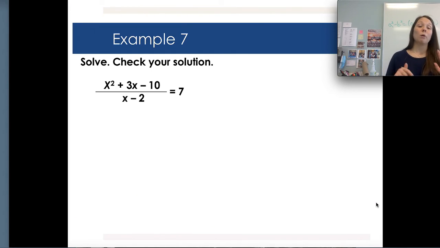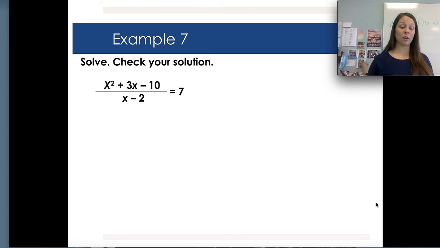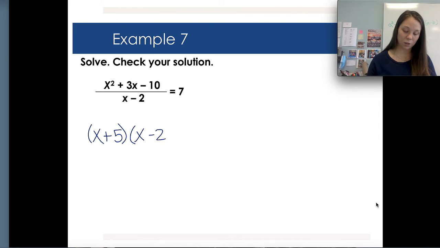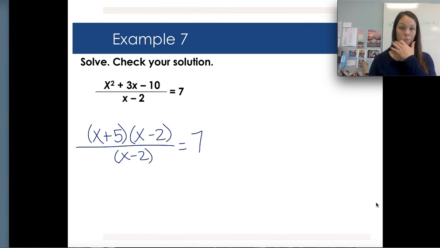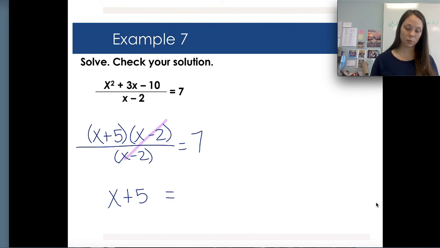Example 7. We want to solve and check your solution. So the goal is to solve for x. It's going to start off the exact same way as the other problems did. So we are first going to factor the numerator because we want to simplify, and it's going to factor into x plus 5 and x minus 2, leaving me with x minus 2 in the denominator still and equals 7. Notice that I have a common factor that I can divide out, the x minus 2's. That's going to leave me with x plus 5 is equal to 7. Solving for x, not too bad. Subtract 5, and I get x is equal to 2.